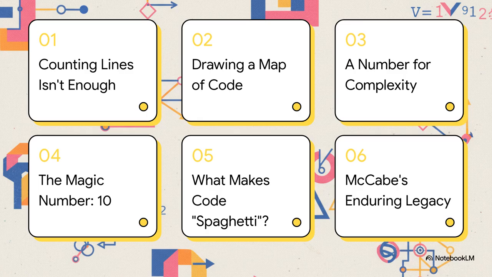So how in the world did McCabe even begin to tackle this chaos? Well, here's our game plan. We're going to see why just counting lines wasn't enough. Then we'll get into his brilliant idea of drawing a map of the code. We'll discover the magic number he came up with, learn what makes code go all spaghetti, and finally, we'll see why this whole thing still matters so much today.